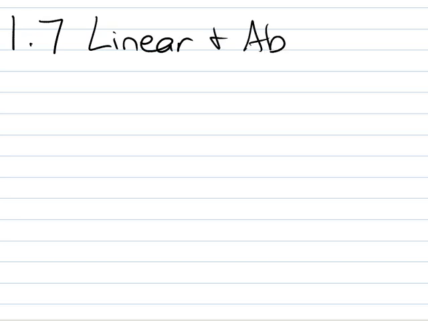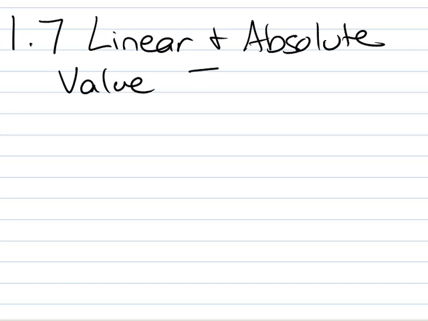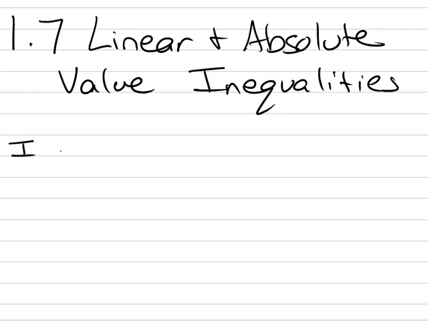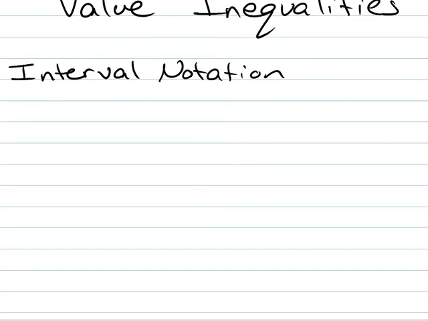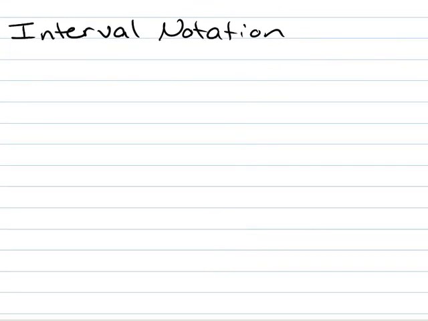So here we're going to start talking about section 1.7, which is basically linear and absolute value inequalities. And the first thing that we're going to talk about with respect to all this stuff is interval notation. So interval notation should theoretically be something that you've seen before. Interval notation basically works something like this.